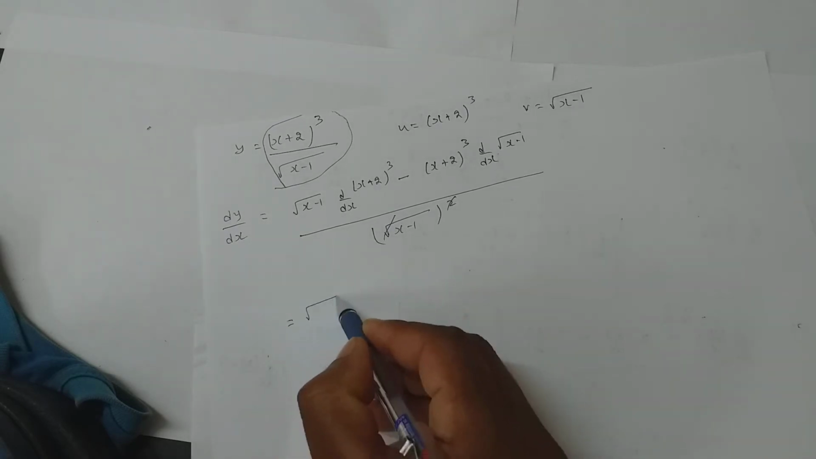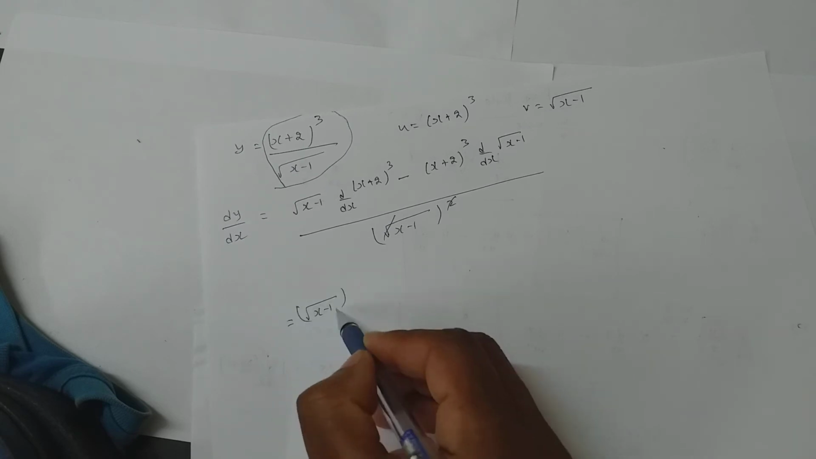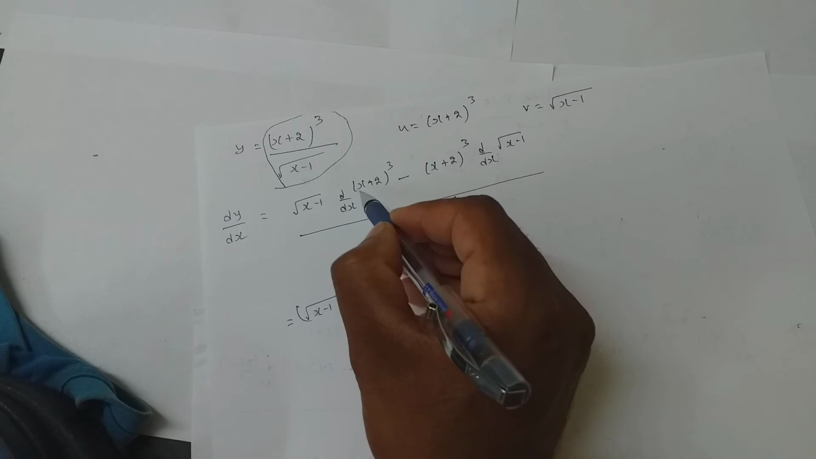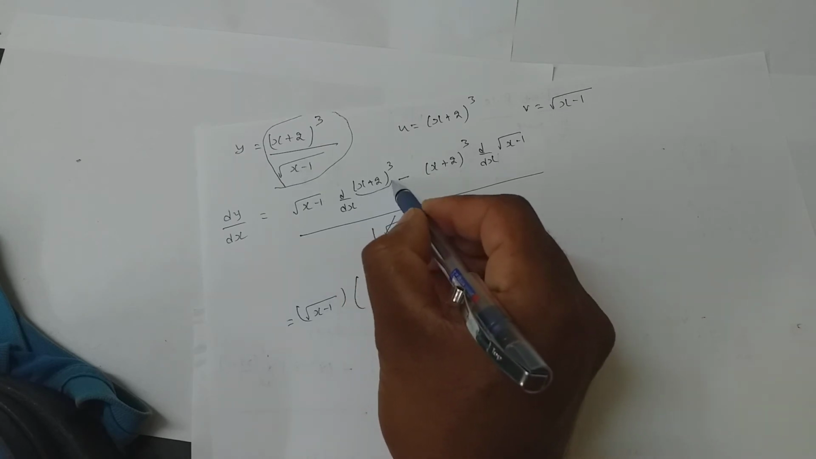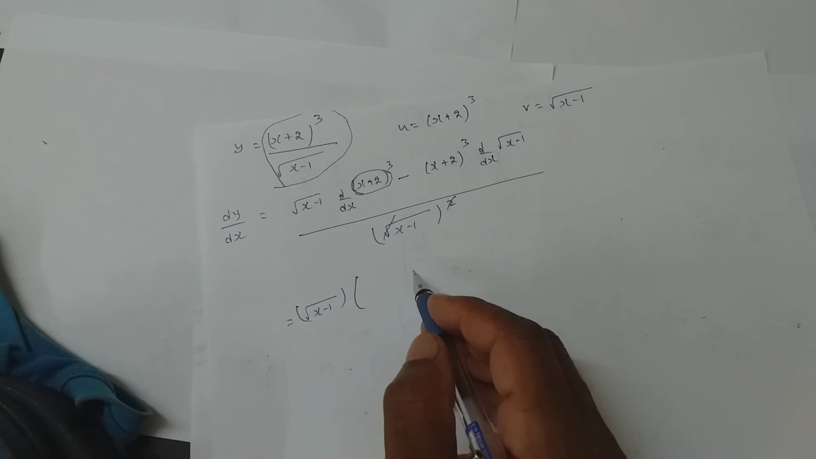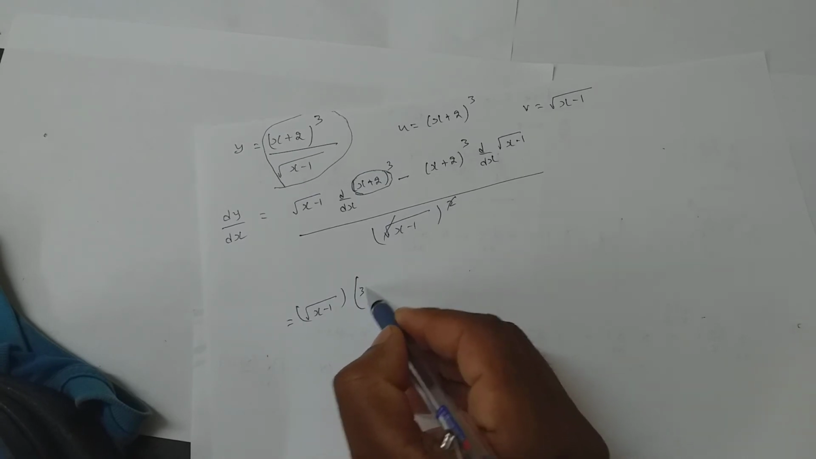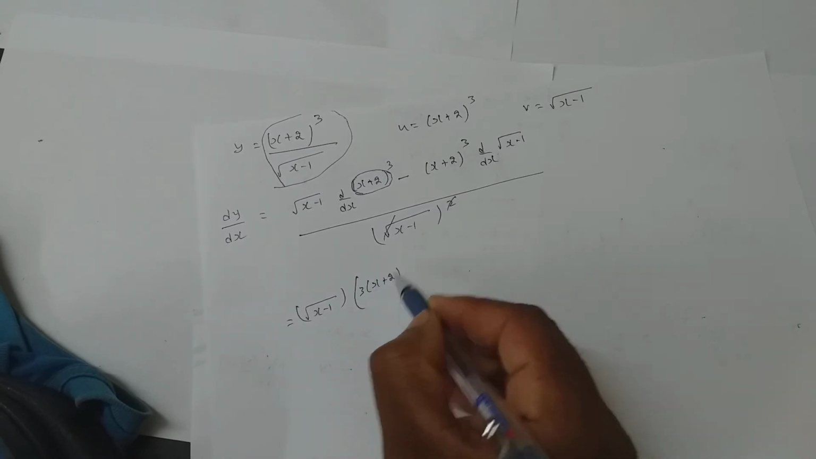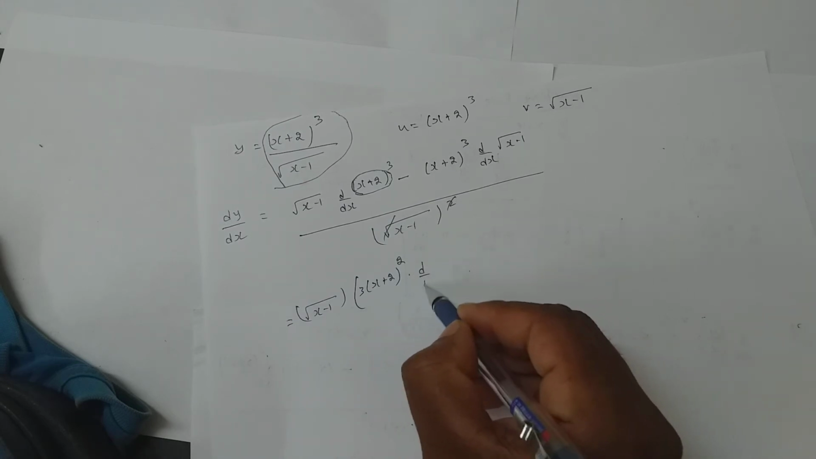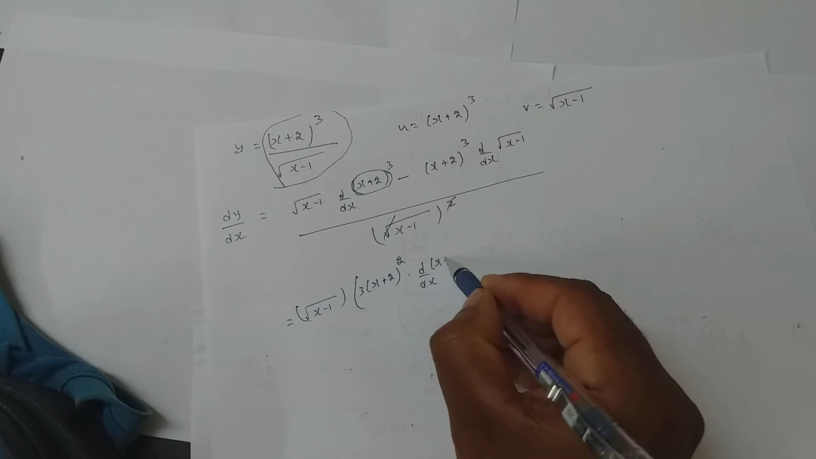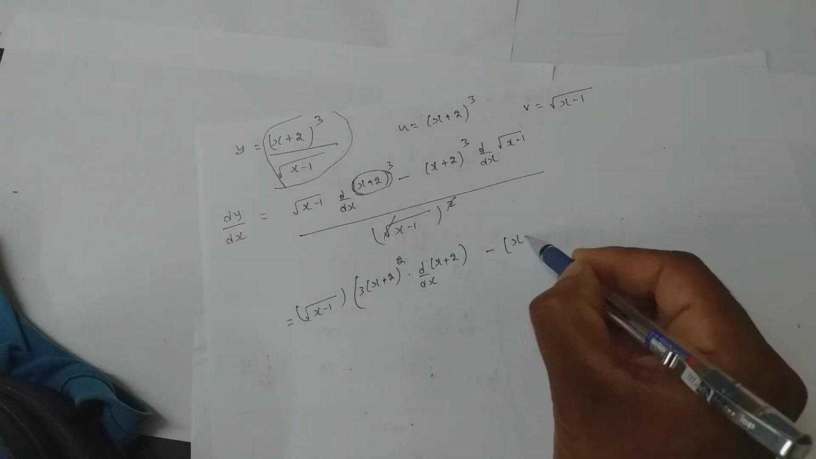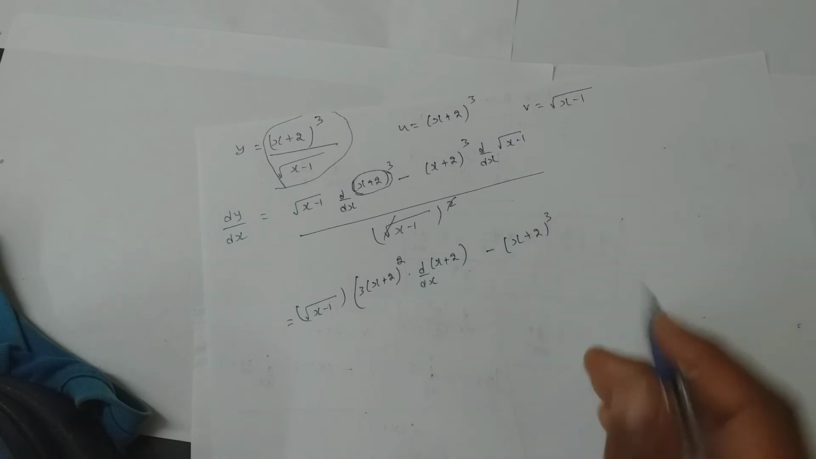Now root x minus 1 will remain here. How would you differentiate this? It is of the form x cube. This entire part is x. So x cube differentiation is 3x square. So it is 3 into (x plus 2) whole square. Remember, in place of x, whatever you consider, that differentiation should be there at last. Clear? Now minus (x plus 2) whole cube.